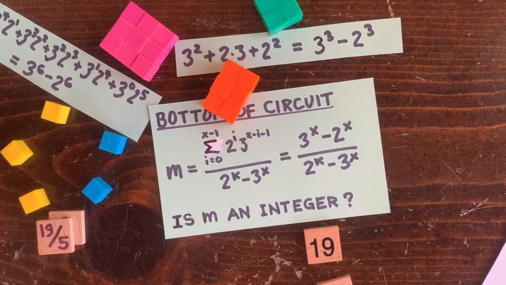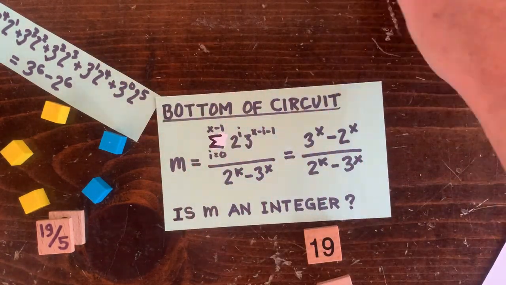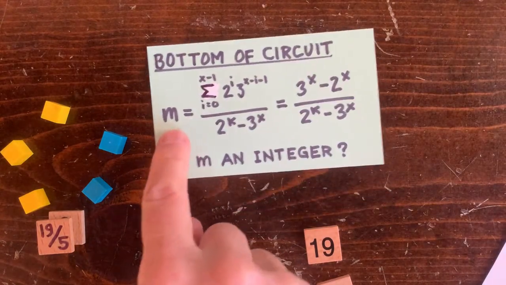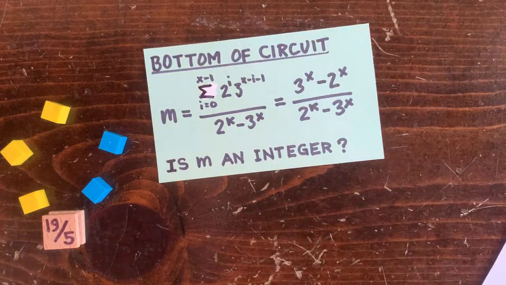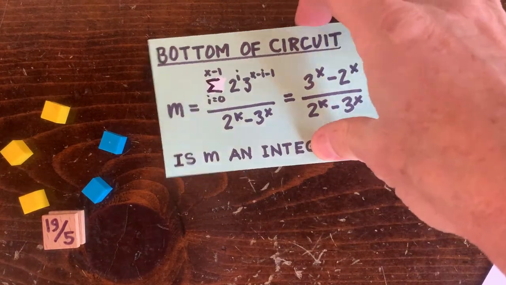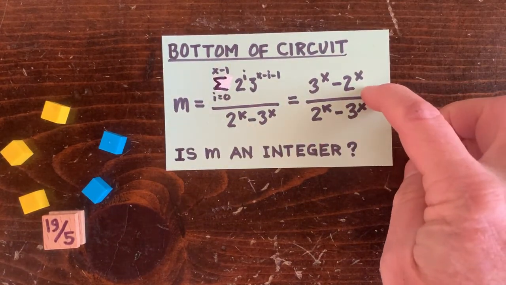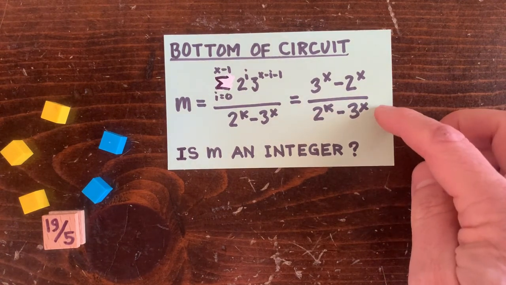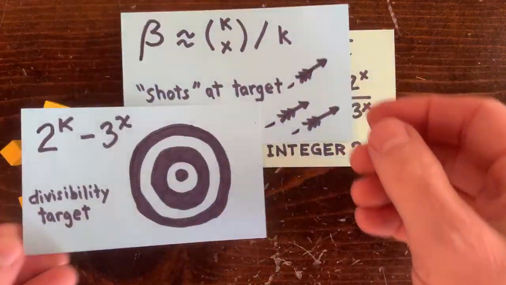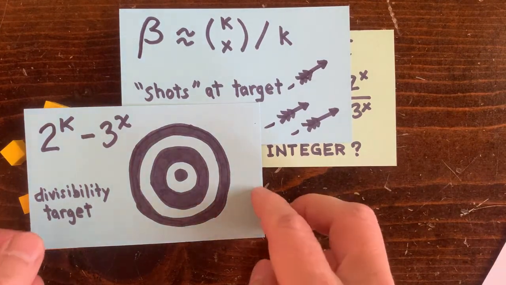Houdini used this same trick when he went over the Niagara Falls in 1921. Anyway, if m is an integer, then we have a valid circuit loop. And that's only if this is a multiple of that. So now if 3 to the x minus 2 to the x were a random number, then the chance of that would be 1 over 2 to the k minus 3 to the x. In other words, we'd only have one arrow to shoot at that divisibility target.